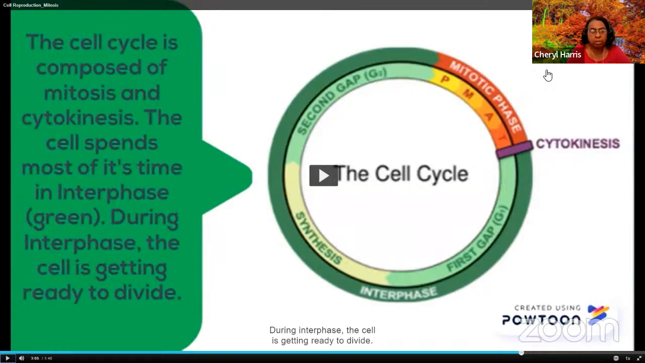And then later we'll talk about. So when we say, what are the parts of cell division? Interphase is really not one of the parts. So it's not going to be part of the initials of PMAT. All right, so all you had to do was write the word interphase and then write during interphase, the cell is getting ready to divide.